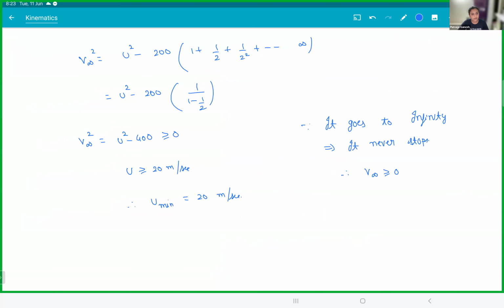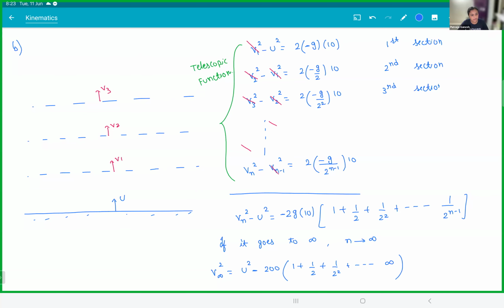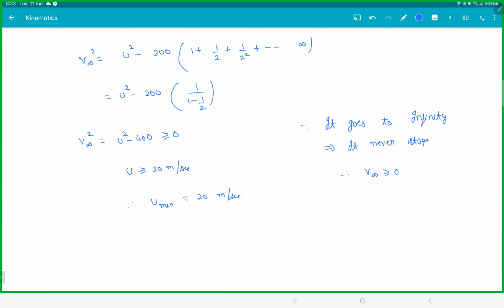Sir, how did you say that it was greater than or equal to 0? Is that because it's square? No, not because of that. Mathematically the square is positive, but the other reason is this. You said you should never come back, right? Yes, sir. Then what should your final velocity be? It should be more than 0. Means you should never stop. So that means at infinity, your velocity should be greater than or equal to 0. That is the thing. All clear? Next one.